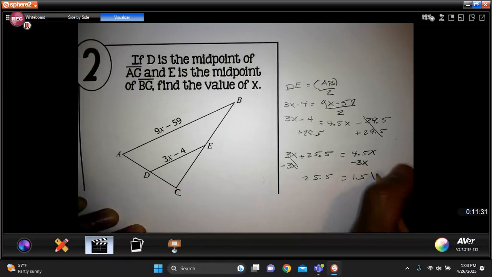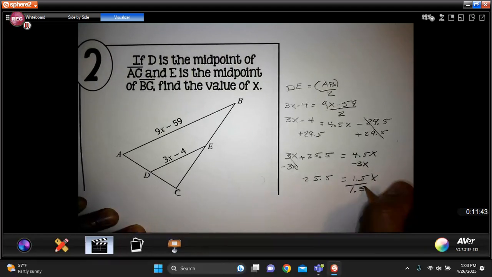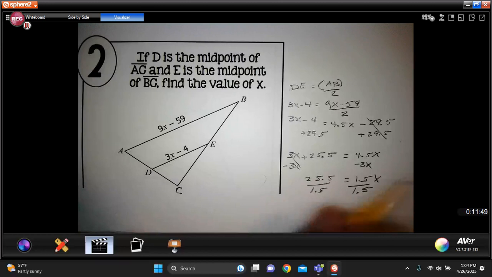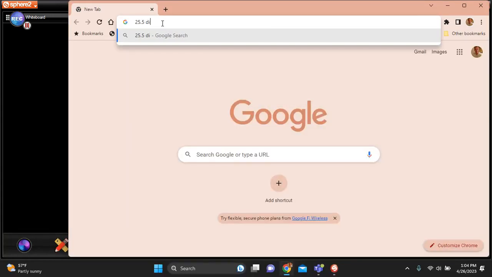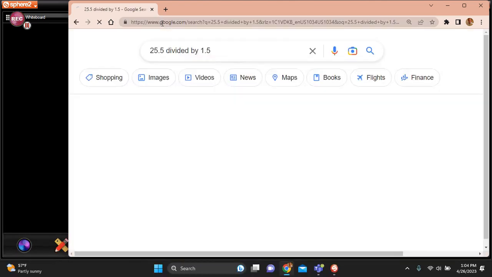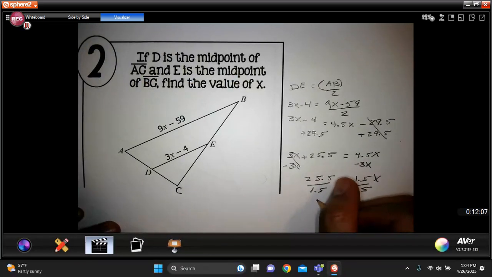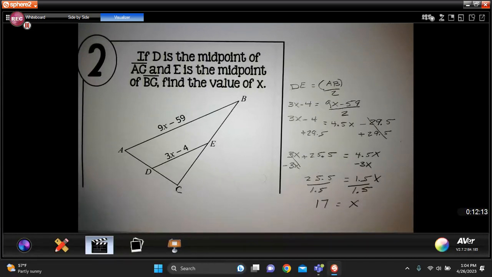Okay, last step. Because 1.5x, a coefficient with a variable, is a multiplication, we have to undo it with division. We got 25.5 divided by 1.5, and after all that division, you can use a calculator, I don't mind, we got 17. Alright, so the problem is asking you just to find the value of x.